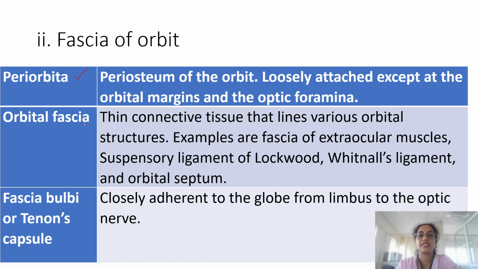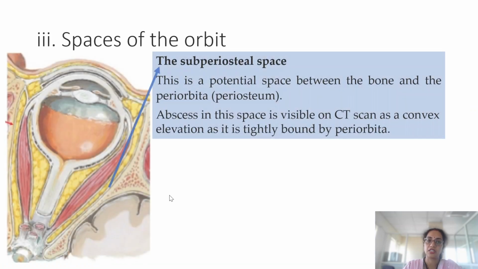Orbital fascia, this is the thin connective tissue that lines various orbital structures. Examples are extraocular muscles, suspensory ligament of Lockwood, Whitnall's ligament, and orbital septum. So these are lined by the orbital fascia. The third one is fascia bulbi or the Tenon's capsule, which is closely adherent to the globe from the limbus till the entrance of the optic nerve.